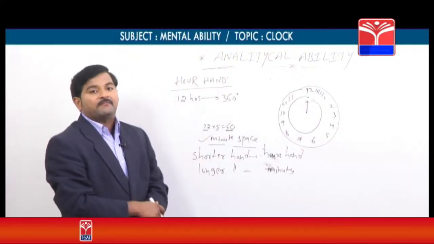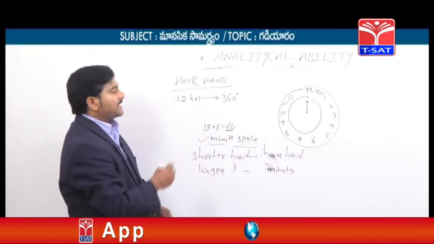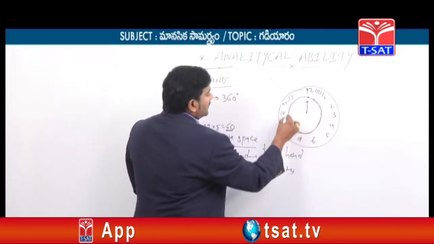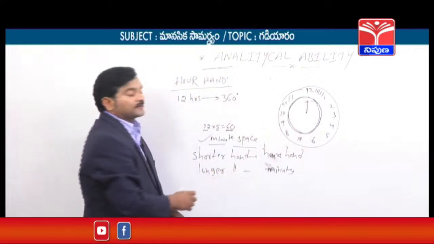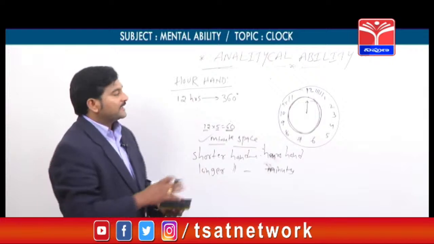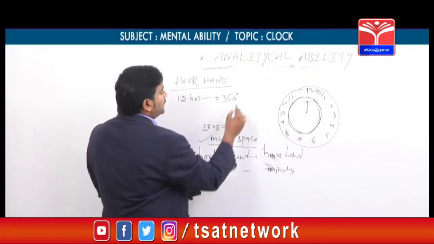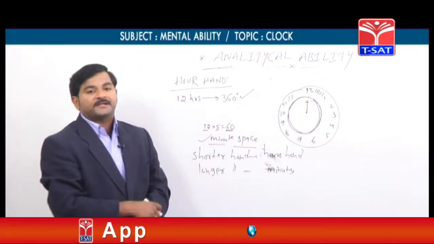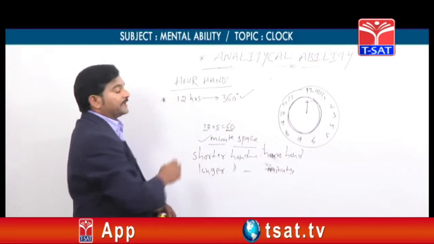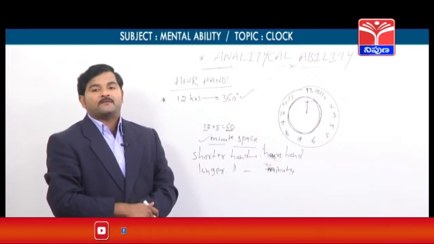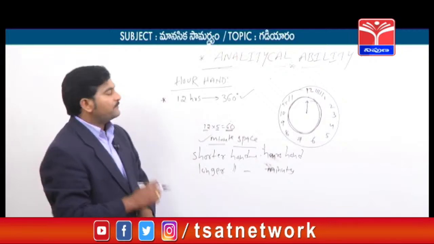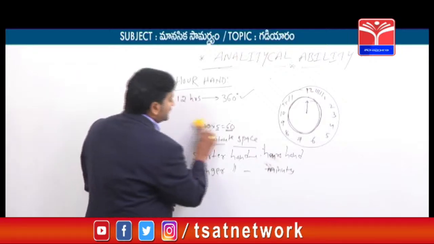How can you say the hour's hand makes 360 degrees in the span of 12 hours? From 12 o'clock to 12 o'clock, the hour's hand makes a complete revolution. A complete revolution means it forms a circle. As already told, a circle has 360 degrees. That's why, from this hour's hand, we can take one starting point: in the span of 12 hours, the hour's hand makes 360 degrees. This is a very important point regarding the hour's hand.